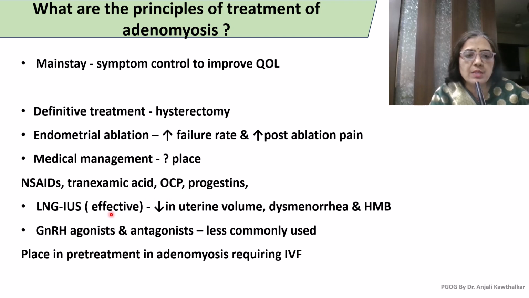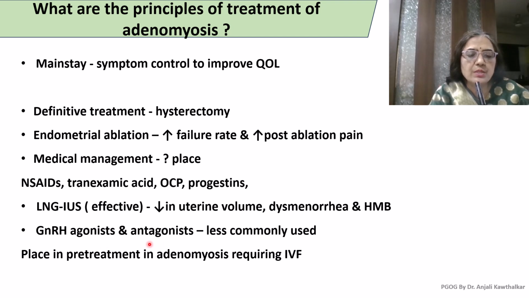What has emerged as effective medical management is the use of LNG IUS, the levonorgestrel releasing intrauterine system. This LNG IUS leads to reduction in uterine volume and dysmenorrhea in cases of adenomyosis, apart from leading to reduction in heavy menstrual bleeding also. But LNG IUS can only be used in women who do not want pregnancy. That is the limitation of its use, because it will act as a contraceptive also.